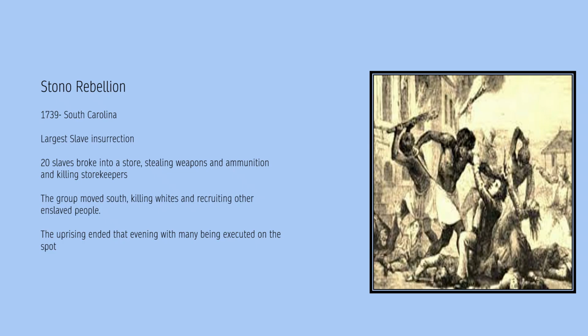Okay, the Stono Rebellion is one of the largest slave uprisings in the American colonies. It's going to take place in South Carolina in 1739. It begins with 20 enslaved Americans. They're going to break into a store and steal weapons and ammunition, and they're going to kill the storekeepers. So they're armed and they're determined, and they're going to march towards Spanish Florida, hoping that they will find freedom in Spanish Florida. Along the way, they're going to kill white colonists and recruit other enslaved people to join their cause. The rebellion grew quickly, but by evening, colonial forces caught up with the group. Many of the rebels were executed on the spot, and this uprising was violently suppressed.